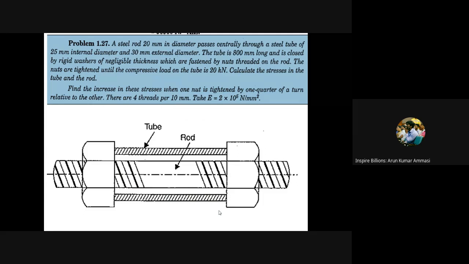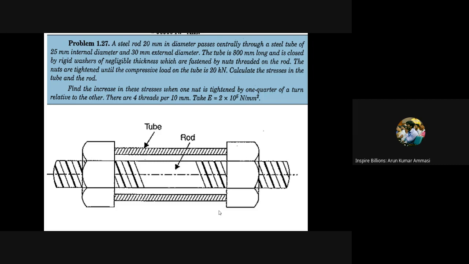This is not only about the assembly which has a different cross section or a different length. It also talks about the principle of superposition can also be applied on two completely different assemblies. For example, the problem taken here is a steel rod of 20 mm in diameter which passes through a steel tube of 25 mm internal diameter and 30 mm external diameter.